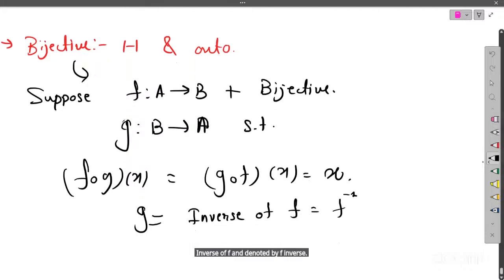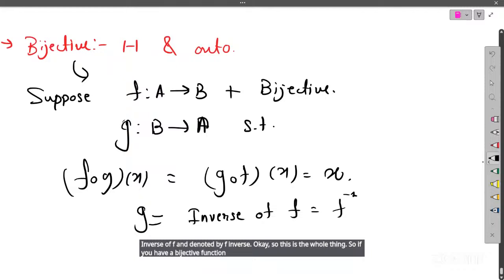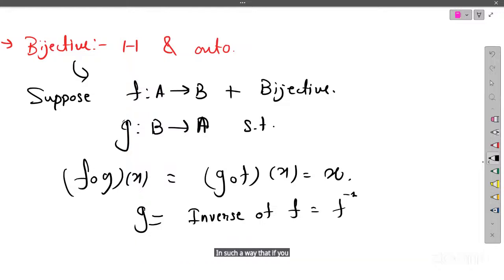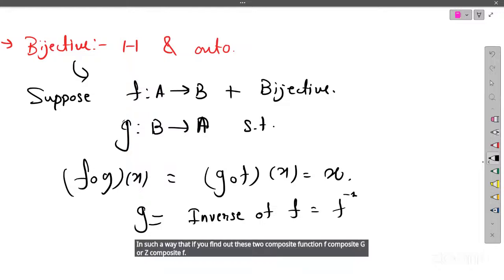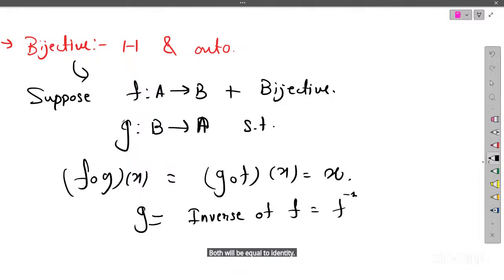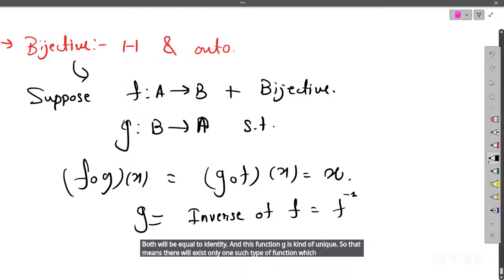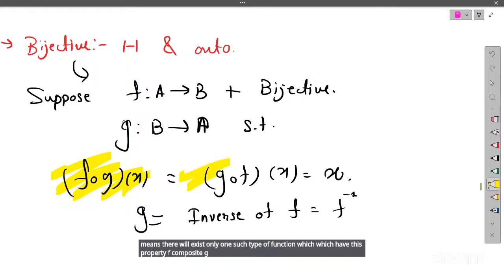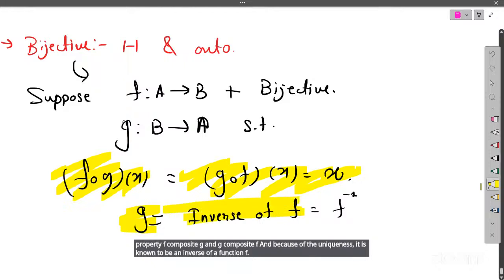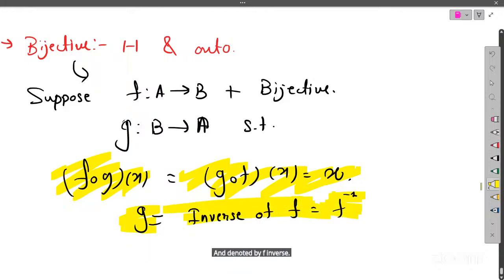Okay, so this is the whole thing. If you have a bijective function, then it is possible to find another function g from the range or codomain to the domain, in such a way that both f composite g and g composite f will be equal to identity. And this function g is unique. That means there will exist only one such function which has this property. Because of the uniqueness, it is known as the inverse of a function f and denoted by f inverse.